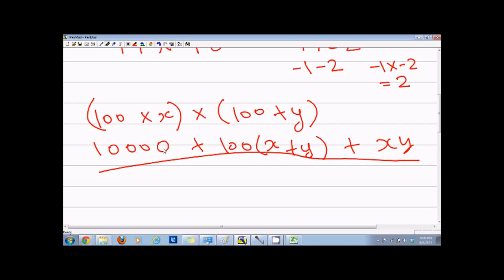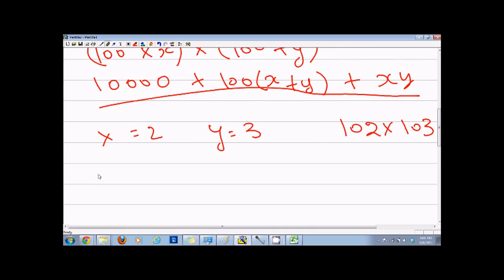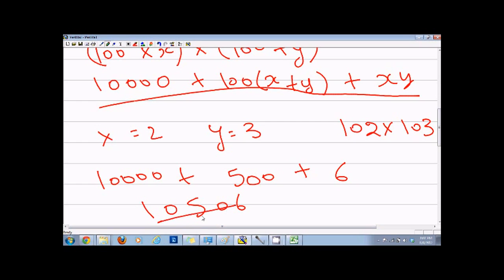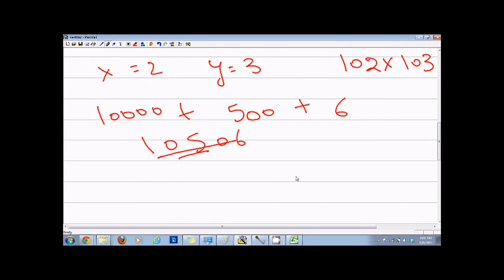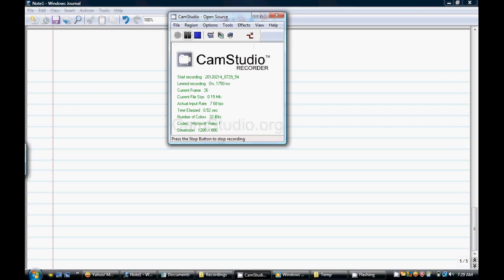So if I have x equal to 2 and y equal to 3, because I want to multiply 102 and 103, then in this case we will have 10,000 plus 500 plus 6. So the answer will be 10506. I hope this tutorial will help, and you can use these tricks for your exams to go quickly through the math, and good luck with your exams. Thank you.